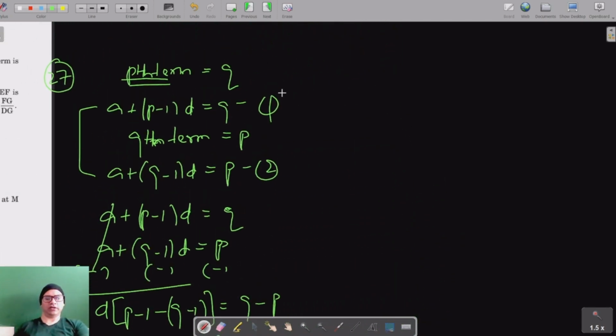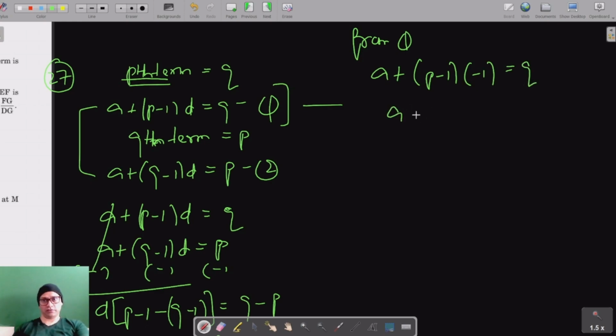So if d is negative 1, from equation 1 we can get the value of a. So from 1, this is a plus p minus 1 into minus 1, which is equal to q. So this is a, and minus p plus 1 is equal to q. So a is equal to p plus q minus 1.